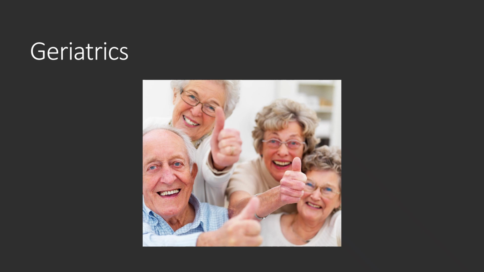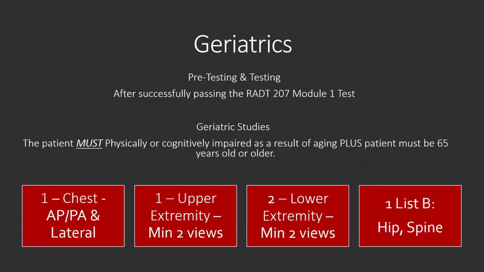Geriatrics. You will learn that in class, however, there will be no lab for geriatrics. Geriatrics, pre-testing and testing. After successfully passing the RAD 207 Module 1 test, the geriatric studies that may be performed are a chest, AP and lateral, an upper extremity minimum of 2 views, a lower extremity minimum of 2 views, a hip and a spine are your list Bs.